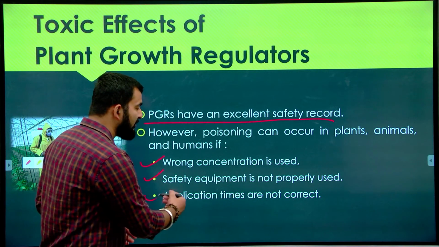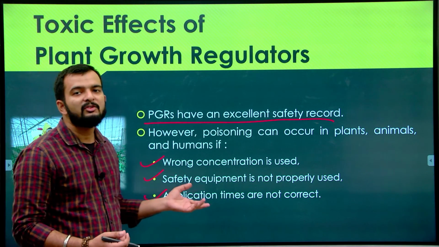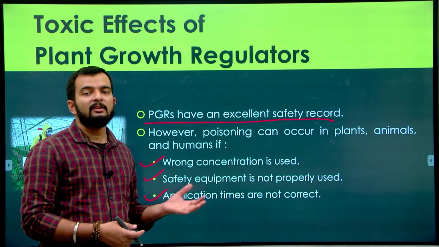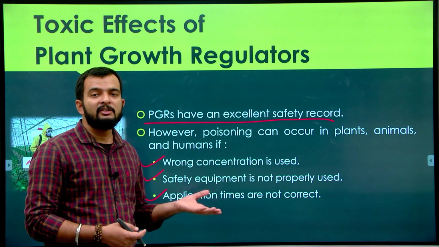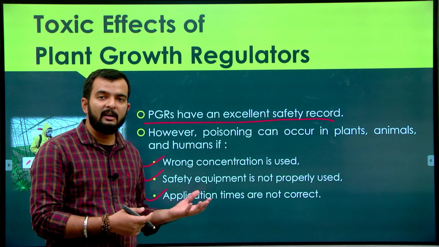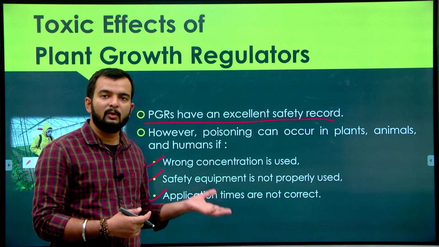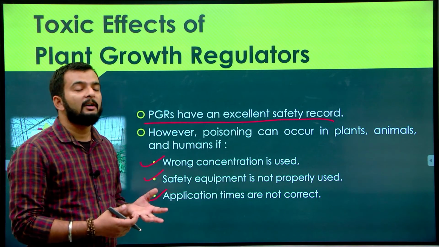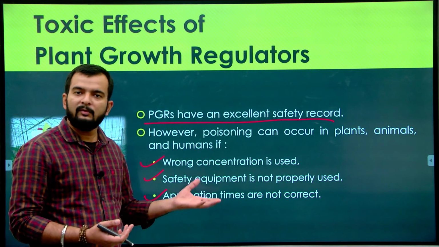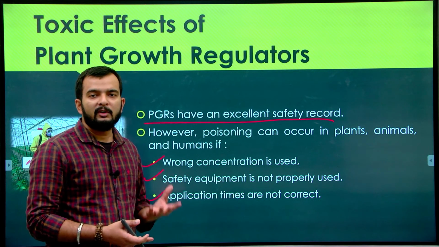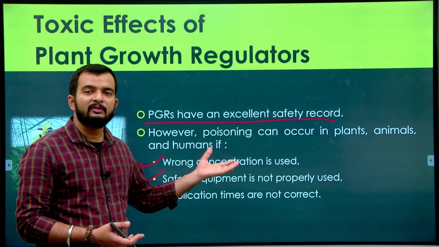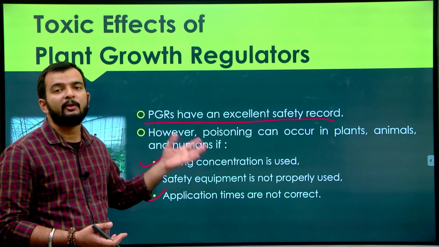Then application times that are not correct. If the application time is not correct, it can again have a harmful effect on the health of the plant. Suppose ethylene: ethylene should be applied during the ripening period or after maturity. If it is applied earlier, your fruit will not grow any further; growth will be retarded. Again, if ethylene is applied during the growth period of the plant itself, all the leaves will fall off the plant, photosynthesis will be affected, and that will cause an adverse effect on the health and growth of the plant.